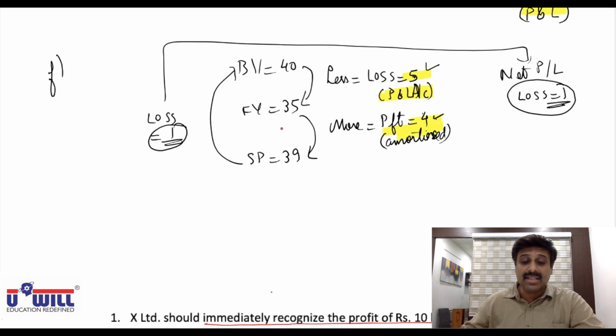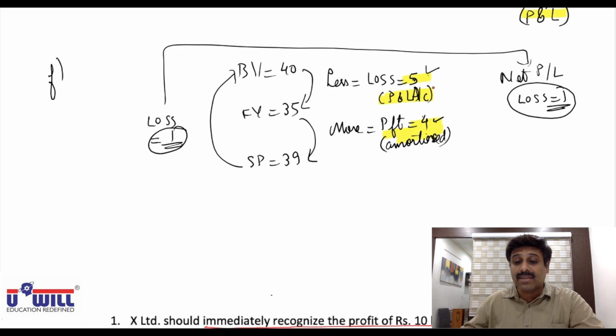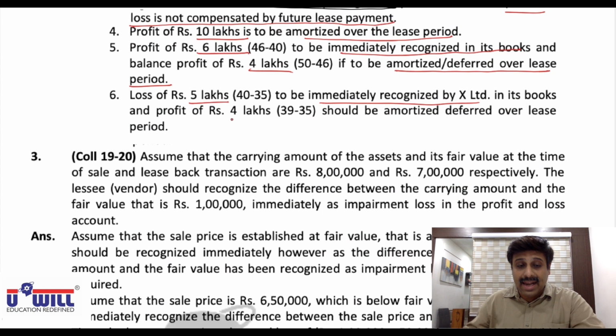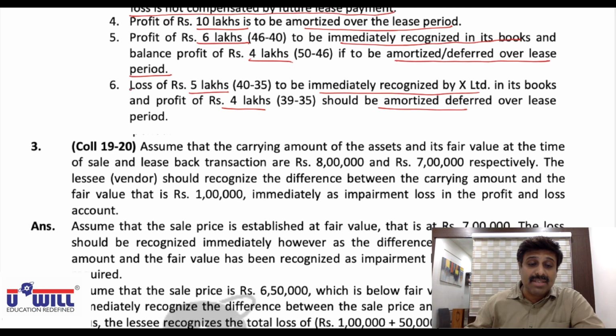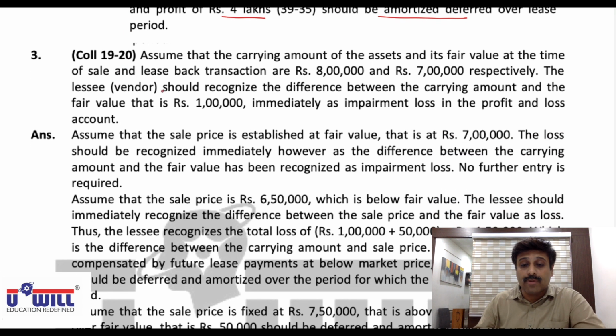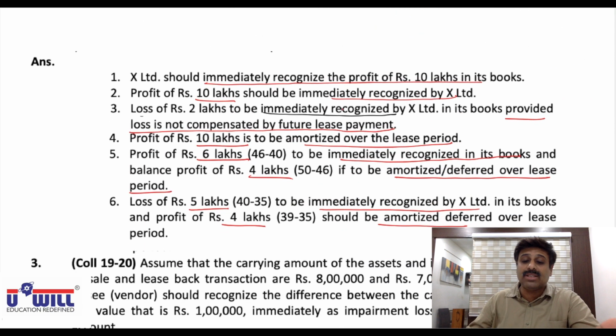See in the answer what is given to you. Loss of 5 lakhs will be immediately recognized in its books, which means this 5 lakhs will be taken to P&L immediately, and profit of 4 lakhs should be amortized. Got it, everyone? Question 3 is exactly the same as this situation, so all of you try it on your own. Answers are already given. Now you try this diagram on your own, you must be able to do it.